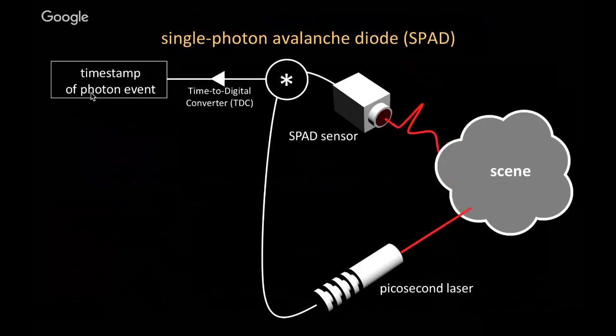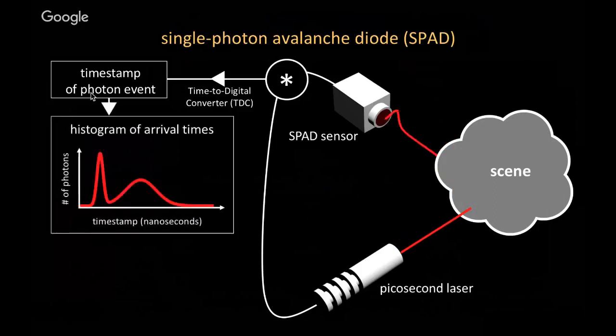Now, one photon of information is not all that useful. So you can repeat this process millions of times a second in order to capture a distribution of photon arrival times. So rather than just capturing that one photon that arrives at that one instant, you can capture a range of different photons, each one traveling through the scene along different light paths, interacting with different objects before reaching the sensor. And so you get this temporal information out of these SPAD sensors that can be useful for a number of different applications.